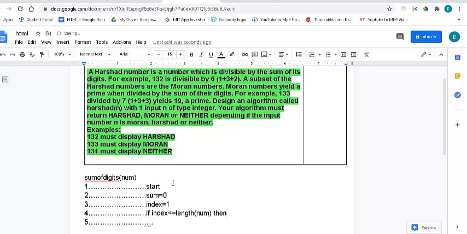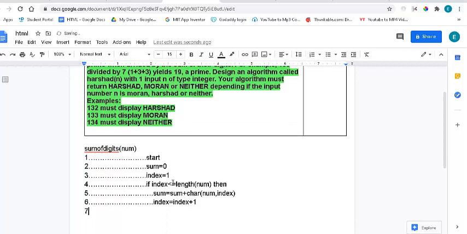we are going to add that digit to the sum. So I'm going to say sum is equal to sum plus char of num and index. And then I'm going to increment index by 1 to go to the next digit. And now I'm going to jump to the beginning of the loop, which is line 4. So I'm going to say go to 4. And now I'm going to end my loop here.